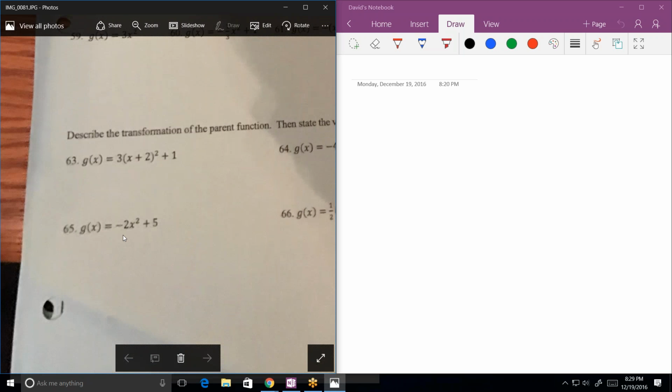65. Okay. So it's outside, which means it's vertical. So it'd be vertical. Yeah, vertical. Well, it's a reflection over the y-axis, or yeah, x-axis.